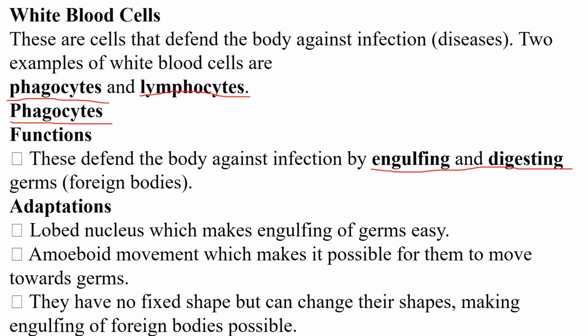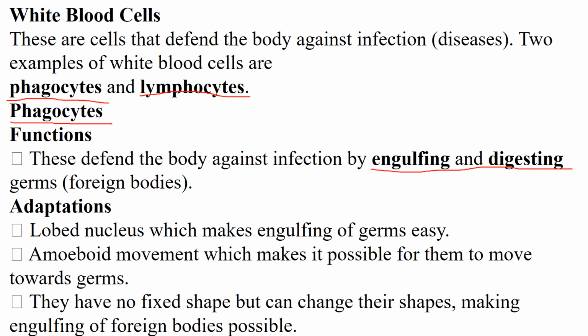When you look at the structure of a phagocyte, it has a lobed nucleus, and this makes engulfing of germs very easy. The other feature is that phagocytes have no fixed shape but can change their shape, making the engulfing of foreign bodies possible.